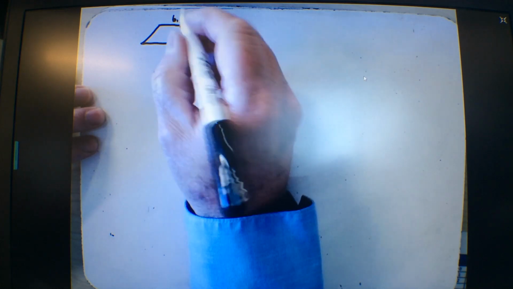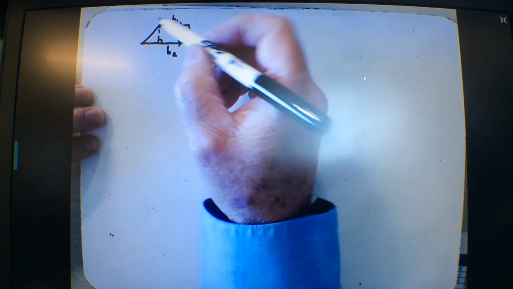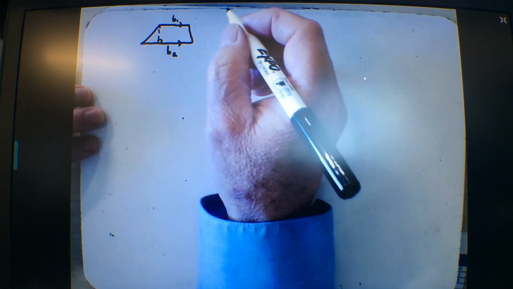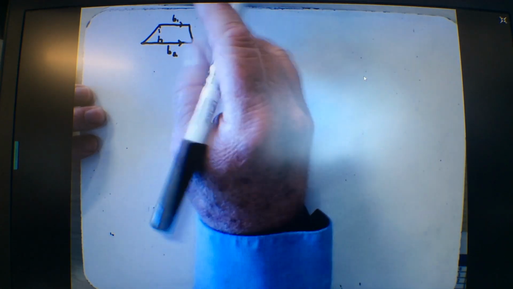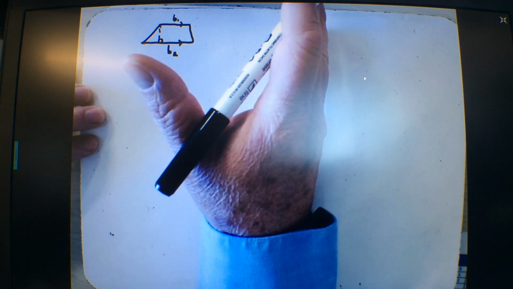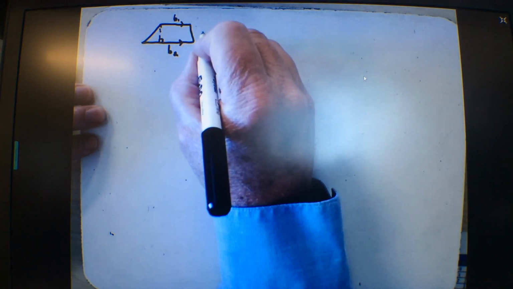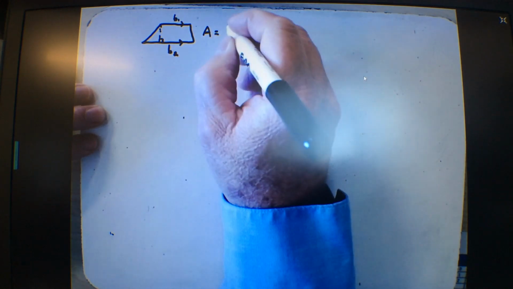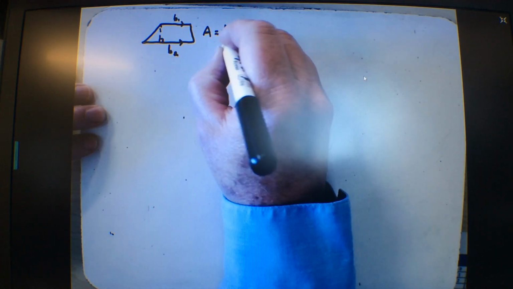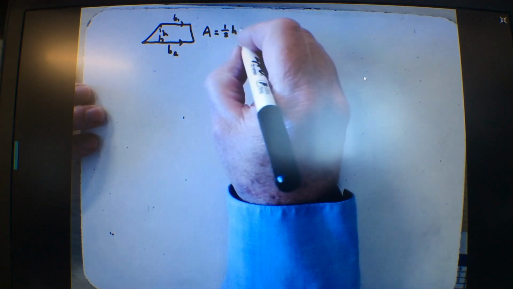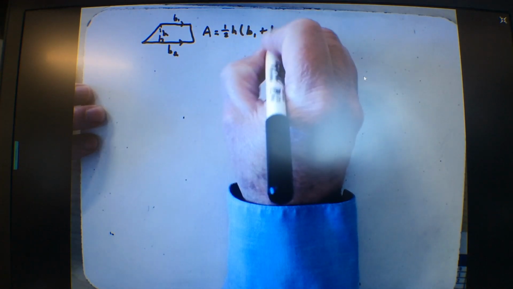The height is right here, all the way across. I could put it anywhere, but oftentimes we put it here because it splits the shape into a rectangle and a triangle. So it's nice to draw it that way so everybody understands it can be both. We could add them up, but simply, we have another formula for a trapezoid: the area is 1/2 the height times base 1 plus base 2.